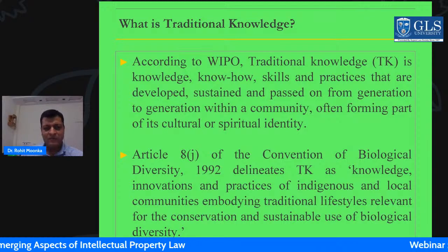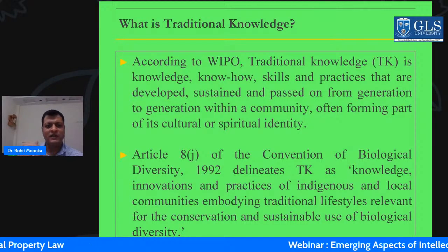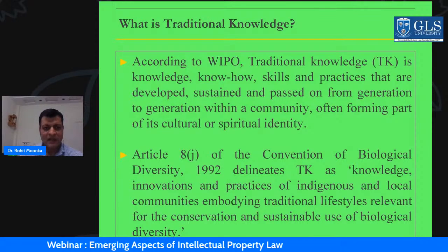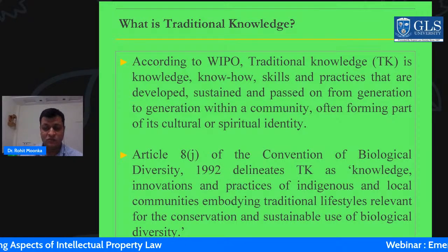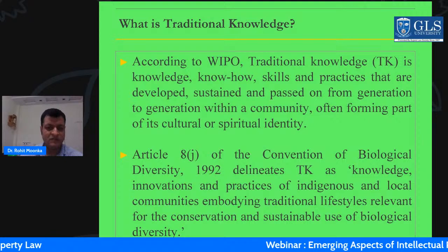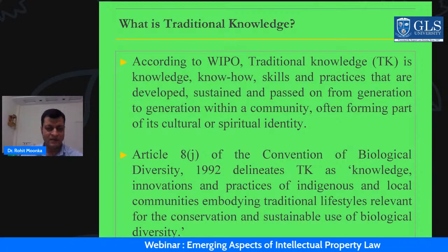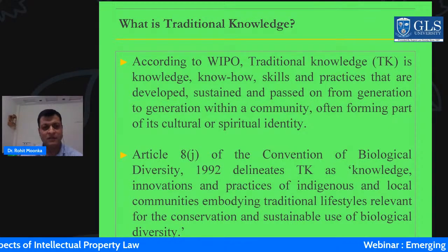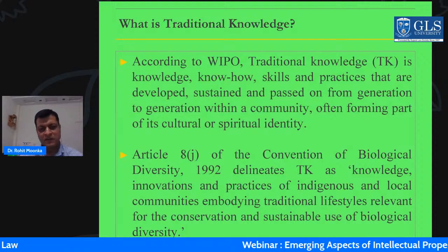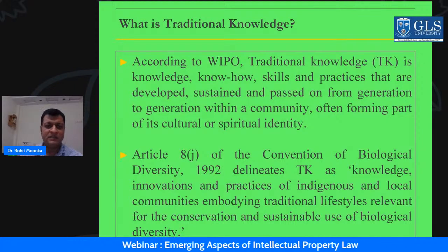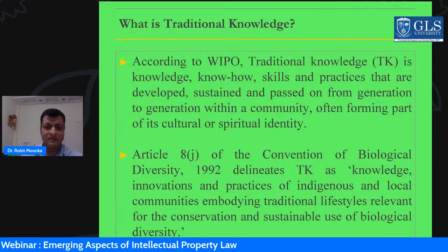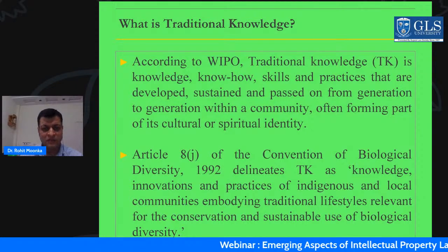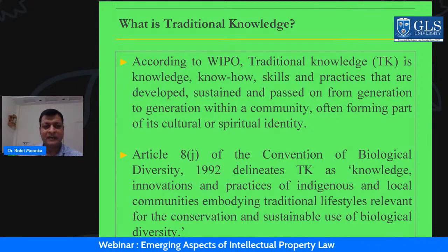But now let's come to some formal introduction of the topic and the formal definition, so that we go in a structured manner. So on the slide, you can see the World Intellectual Property Organization. Though as such, there is no official definition of the term traditional knowledge, which we also call TK, WIPO has given, I'm sure you must be aware of the World Intellectual Property Organization, which is a specialized body of the United Nations based in Geneva. So they have come up with a definition of traditional knowledge. And what it says is that traditional knowledge is the knowledge, know-how, skills, and practices that are developed, sustained, and passed on from generation to generation within a community, often forming part of its culture or spiritual identity.